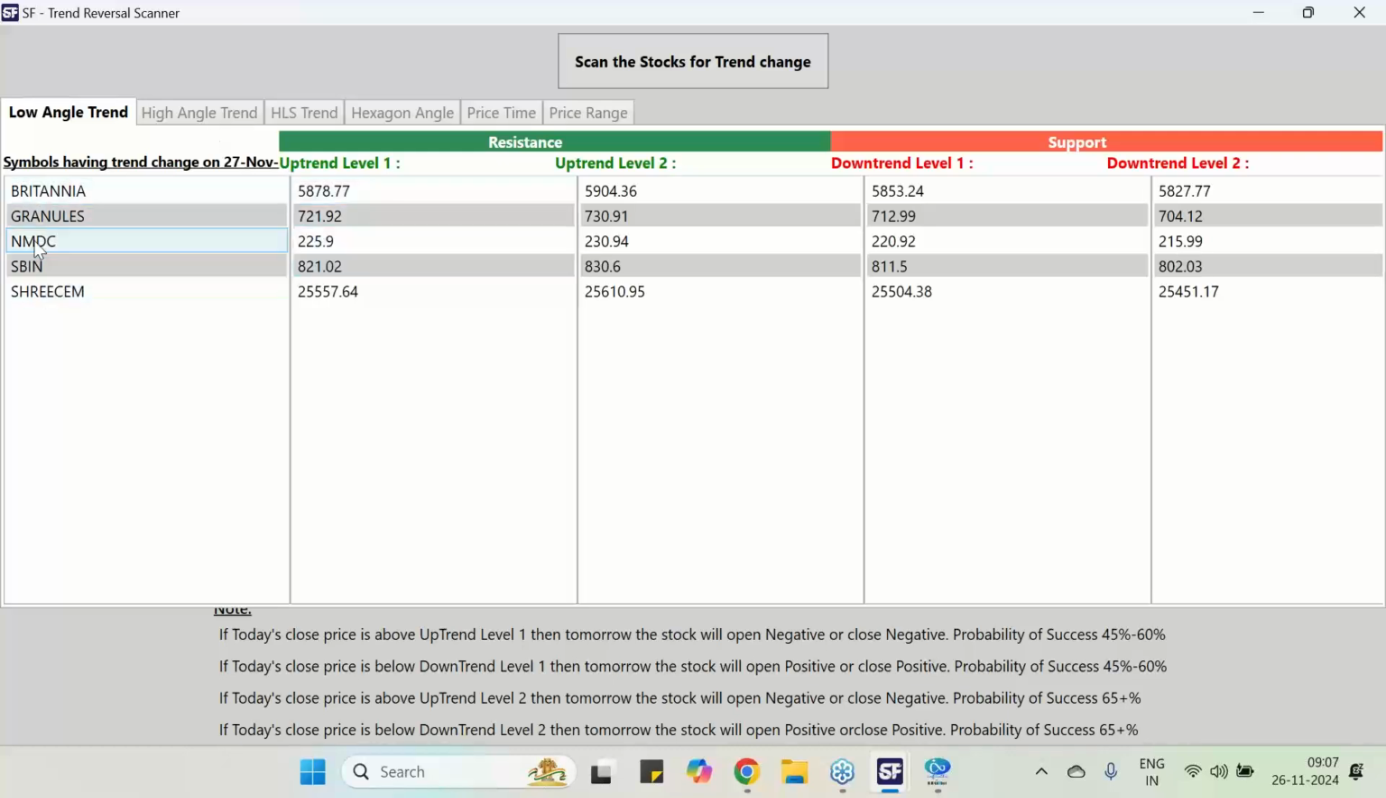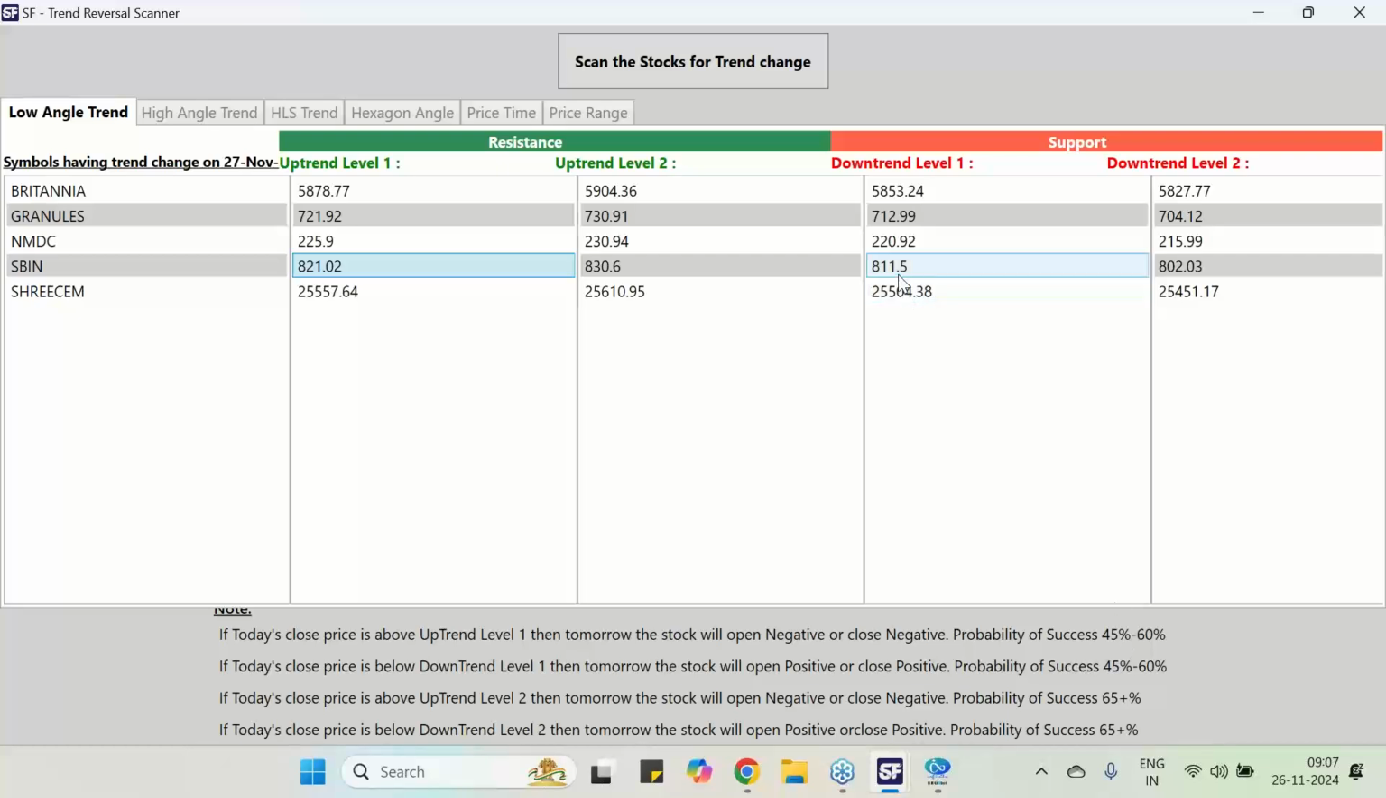So if these stocks have a trend reversal date tomorrow, the 27th, these are the things you have to watch out for at this level. So today, if SBI closes above 830.6, then there is a chance. This is level 2. Level 2 means there is a 65% chance that tomorrow it will accept the trend reversal. If it is closing above 821, then there is a 45% chance that tomorrow it will accept or honor the trend reversal, or else it won't honor it.